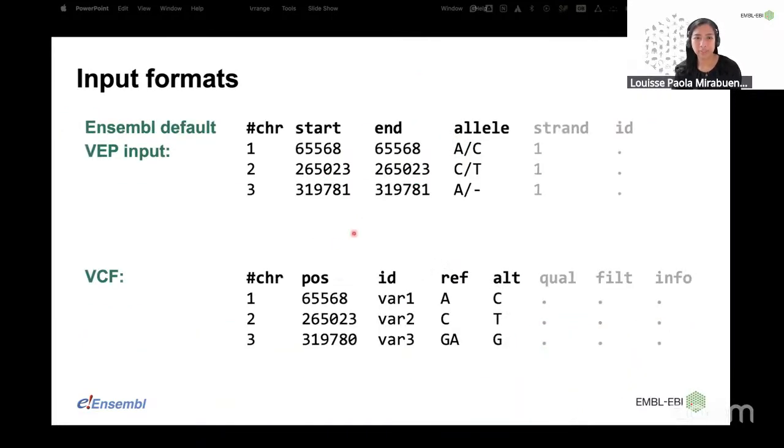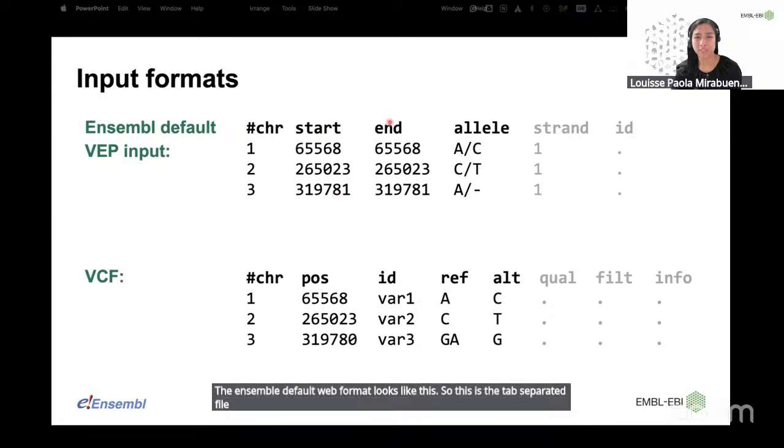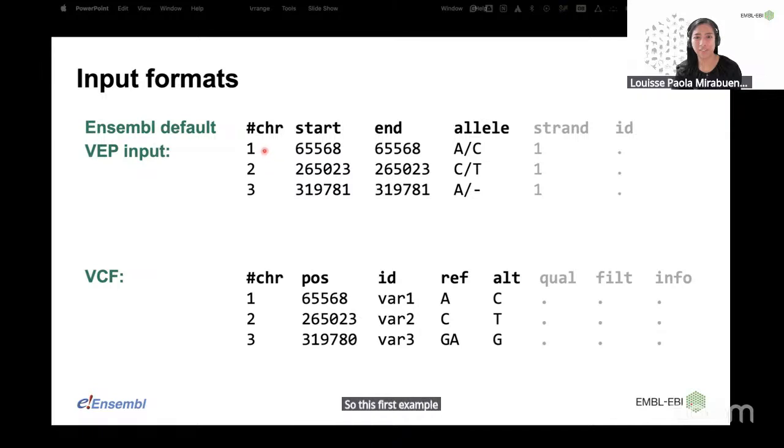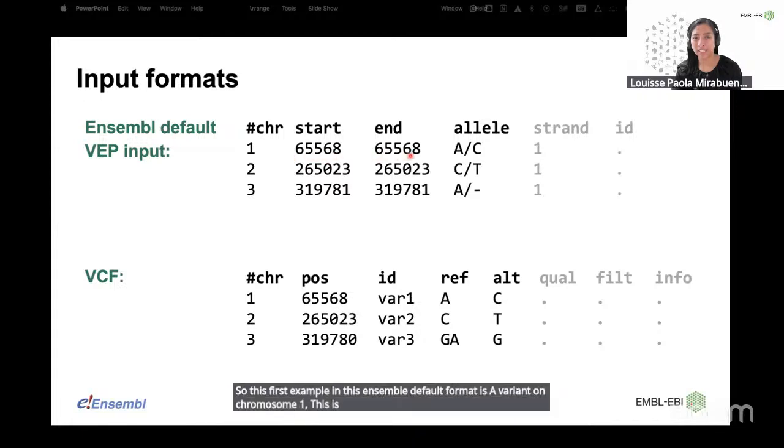So just a preview of these different input formats. The Ensembl default VEP format looks like this. It is a tab-separated file. Each column represents a type of information for each variant, and each row represents one variant. This first example is a variant on chromosome 1. This is the start coordinate, this is the end coordinate, then we've got the reference allele followed by the alternative allele.